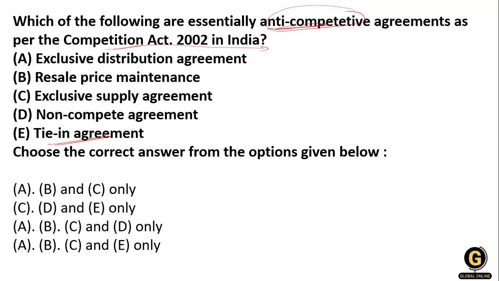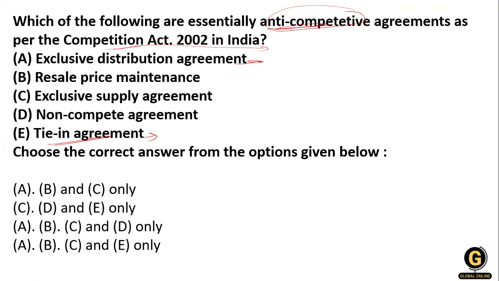This is the first statement. It comes under the anti-competition agreement. Next is the exclusive distribution. That means if the supplier or the manufacturer only supplies or exclusively distributes to a particular person, having a contract like this, this is also a kind of anti-competition.